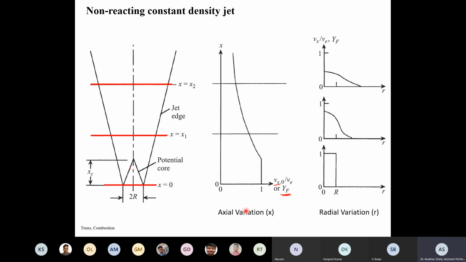1 for 0 to R. This was about axial variation. These plots show radial variation, how it is varying as you go out from here. Let me just draw again. Axial variation means what happens when you travel from here to here on the center line. Radial variation means that I start from the center and then I move out. What happens?